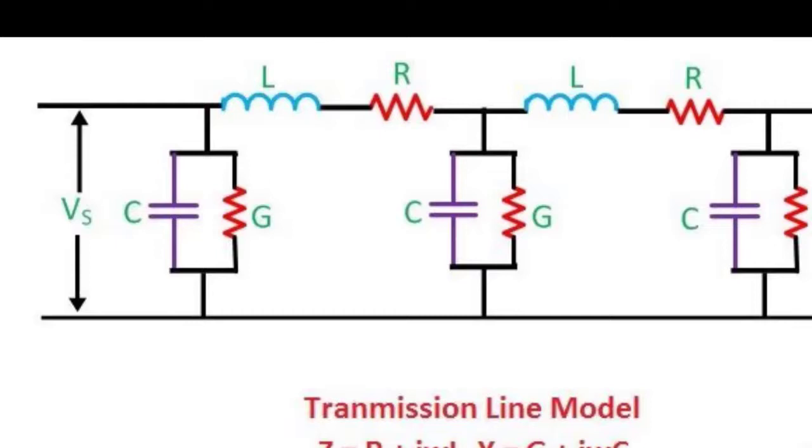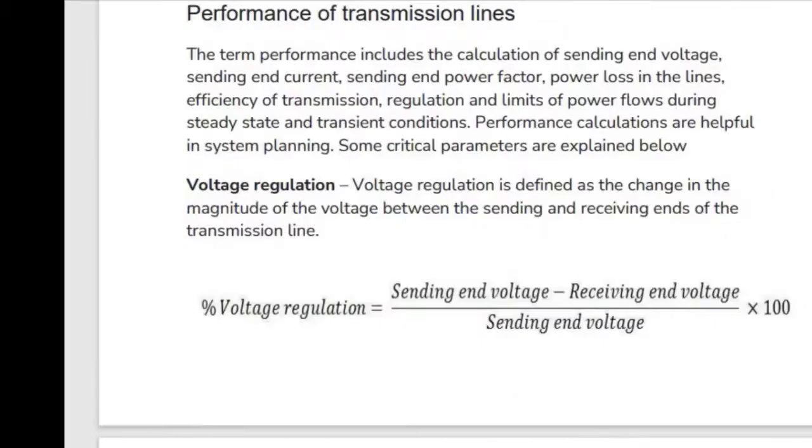If we talk about the performance of a transmission line, the term performance includes the calculation of sending end voltage, sending end current, sending end power factor, loss in the line, efficiency of transmission, regulation, and limit of power flows during steady state and transient conditions. Performance calculations are helpful in system planning. Some critical parameters are explained below.